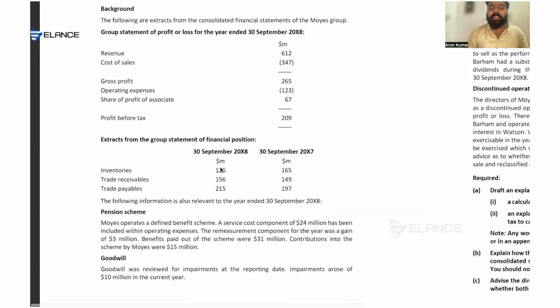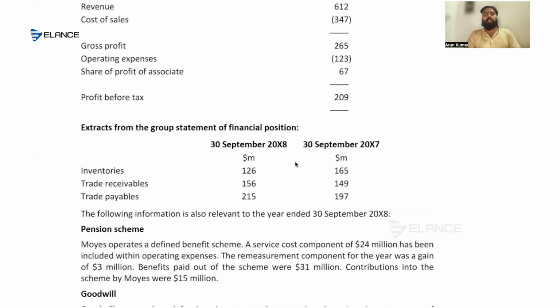Check it out, whether the inventory has increased or decreased. From 165, the inventory decreased to 126. Isn't it? So how will you account for it? Is it an inflow or outflow? It's an inflow. But can I say that the whole difference is because of the sale of goods or inventory? From 165, it decreased to 126. Do you think that the whole movement is because of the sale of goods of inventory?